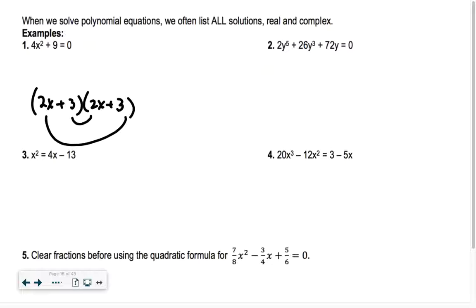So then they're like, well, what if we made it a minus? Well, that messes up the 9 then. Does that make sense? It would have to be a negative 9, not a positive. So we can't factor it.